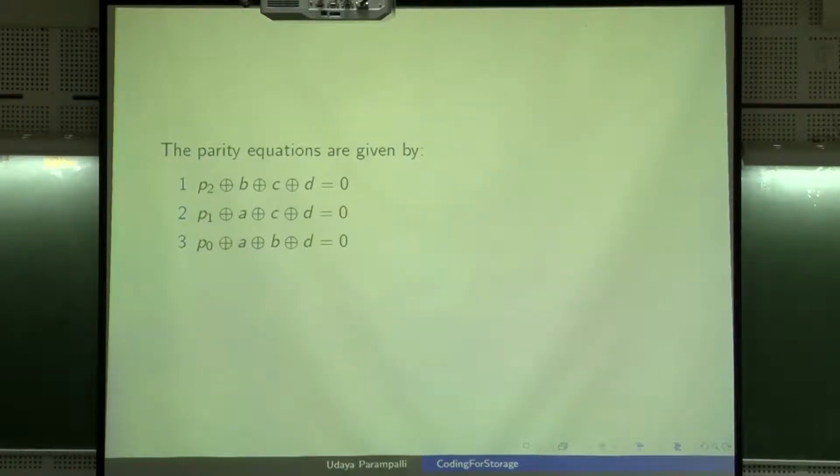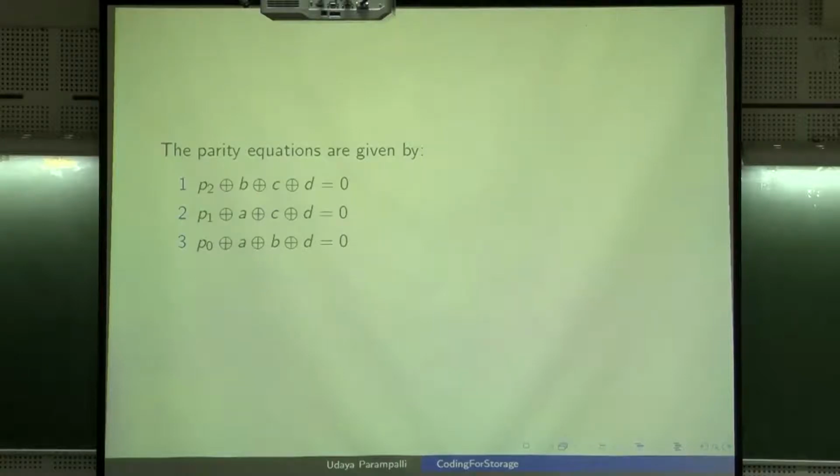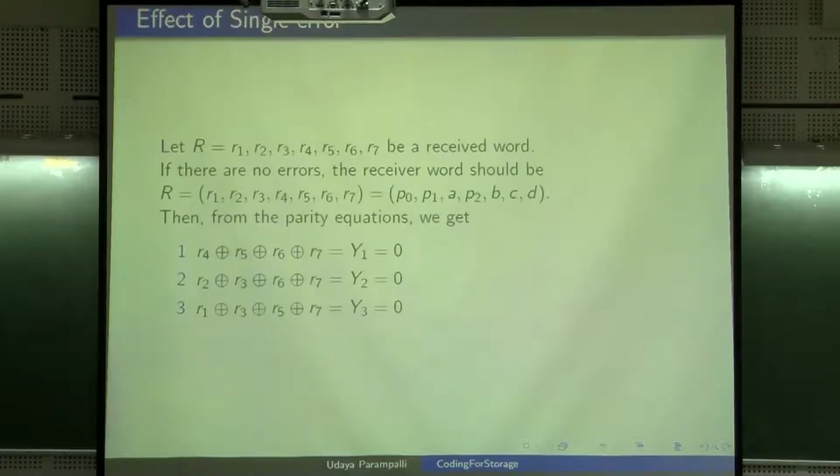So you can now define that as this one. The parity equations are generated such that P2 is chosen as a parity of B, C, D, P1 is chosen with A, C, D, and P0 is chosen with A, B, D. Hamming chose this in precisely this way for a reason that will become obvious in a minute. I won't introduce any theory, I will just go through it.